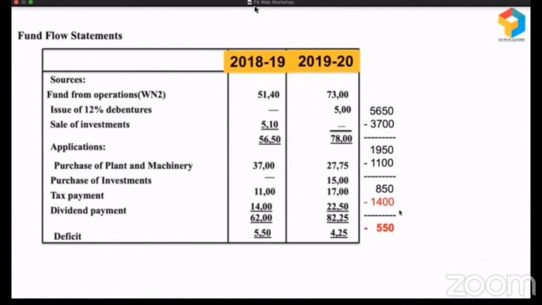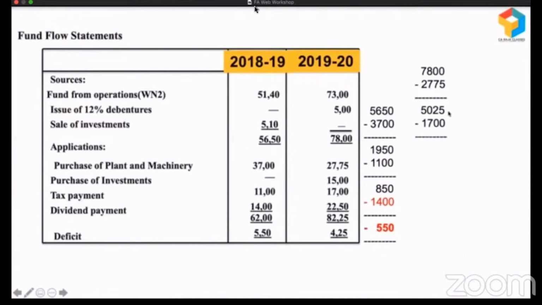Let's see what happened in 2019-20. In 2019-20, their funds from operations have improved significantly. They've also raised money by issuing debentures. So it is 7,800. And from that, they are purchasing plant and machinery. They have a lot of money, let them. It means after purchasing plant and machinery, they have a surplus of 5,025, and they want to pay taxes. Okay, good, let them pay.